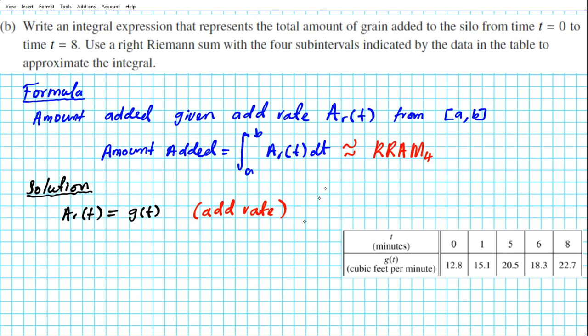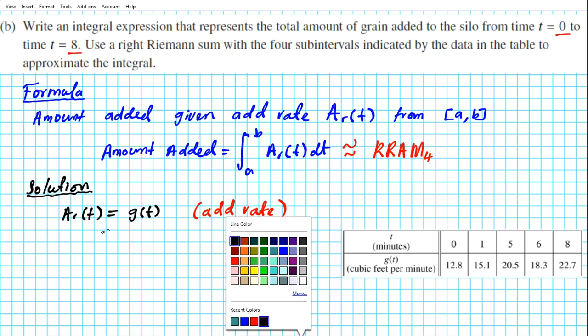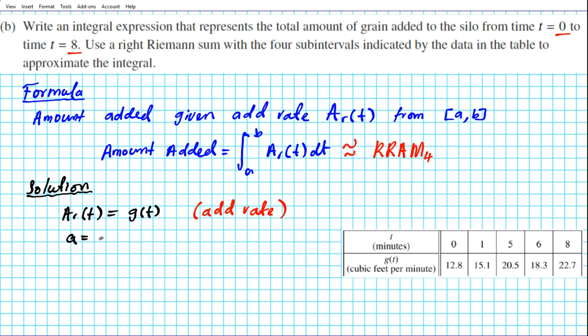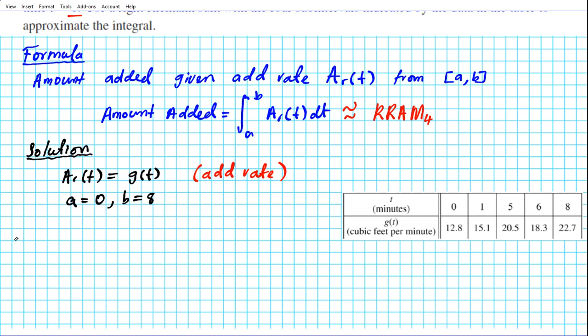So we know what a sub r of t is. Now we need A and B. It goes from 0 to 8, so that automatically tells us what A and B are. A is the lower bound of the interval, and B is the upper bound. So we are good to go. Let's set up the integral. The amount added from 0 to 8, the exact amount added, can be given by this integral, with r of t being g of t dt.